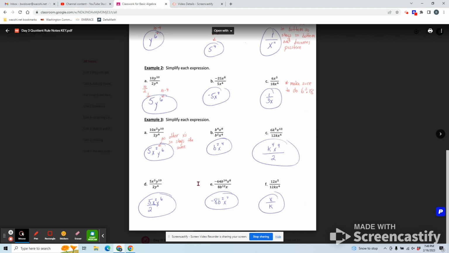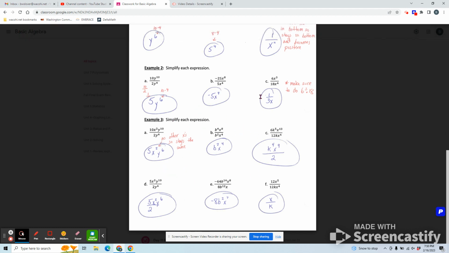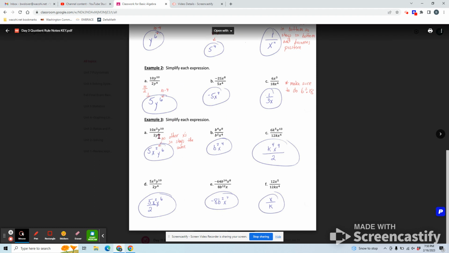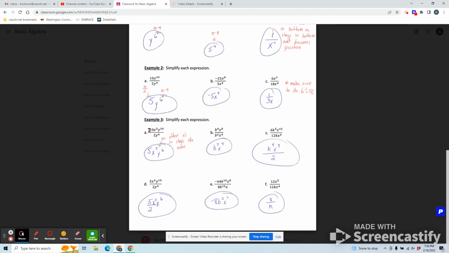And then example 3 is the same concept. I'm just adding, instead of just one variable, now there's 2. But we're doing the same thing. If there are coefficients, divide them. 10 divided by 2 is 5. There were no x's in the denominator, so it stays the same. It stays x squared. And then I have y to the 10th over y to the 4th.